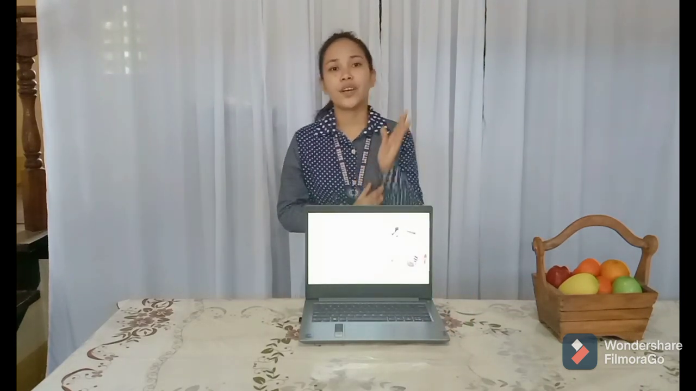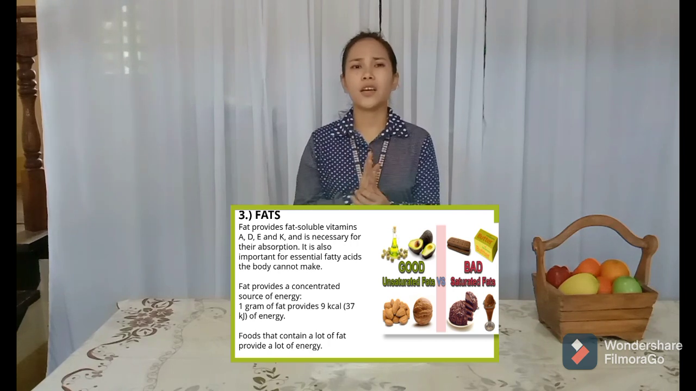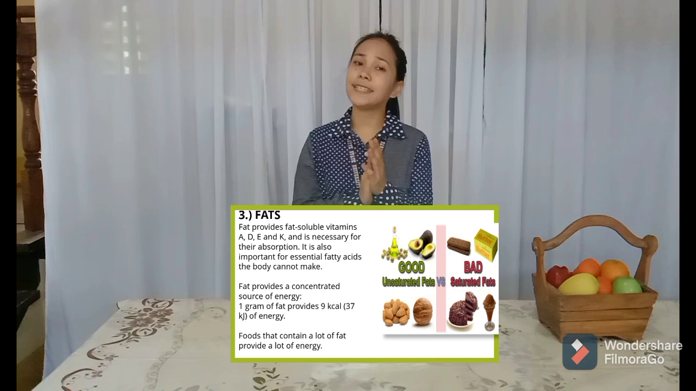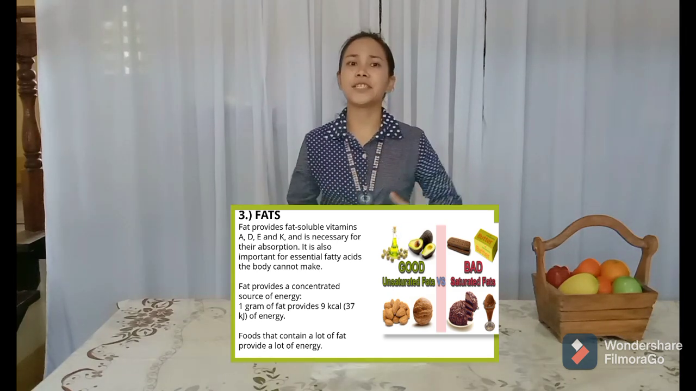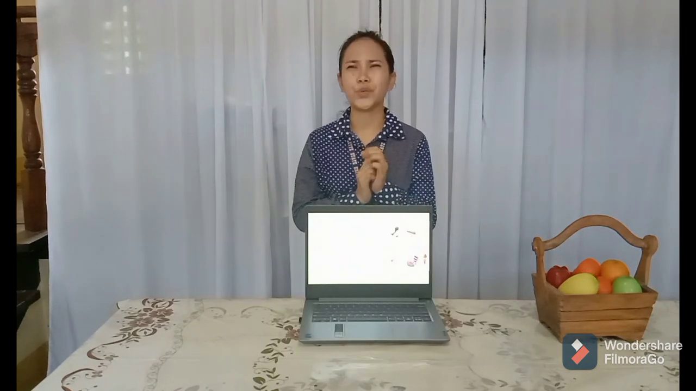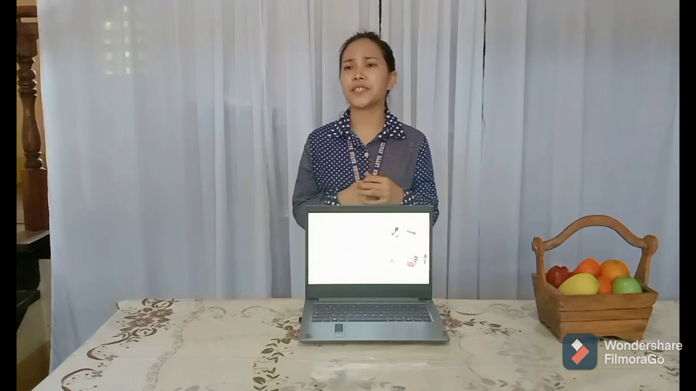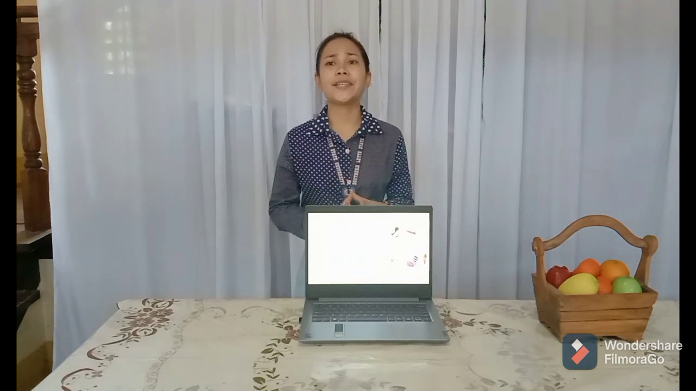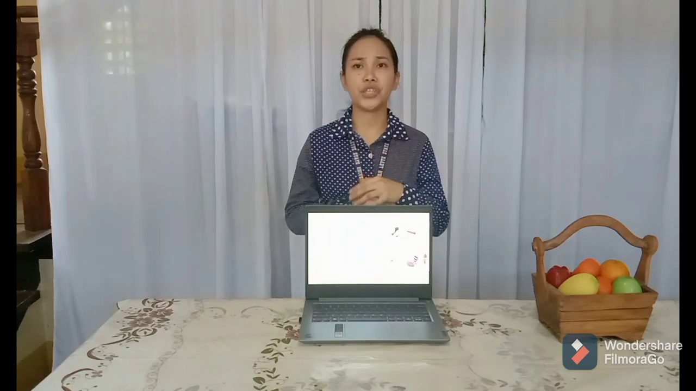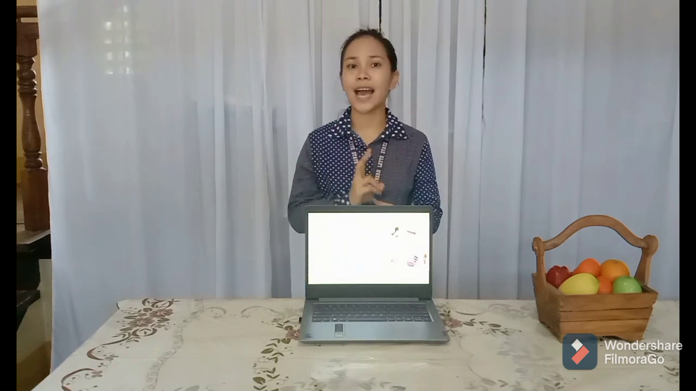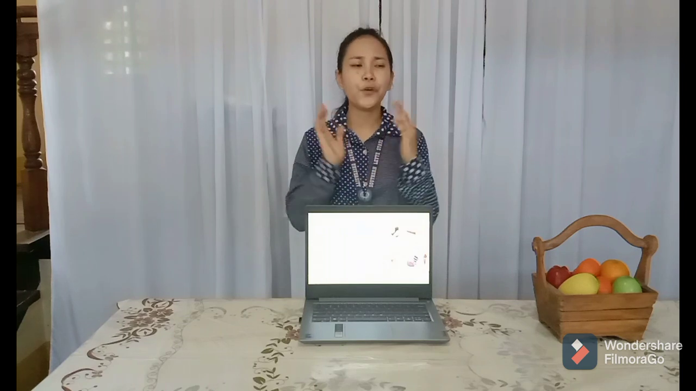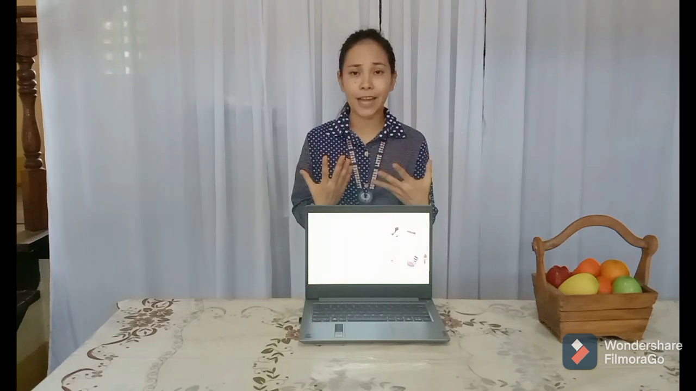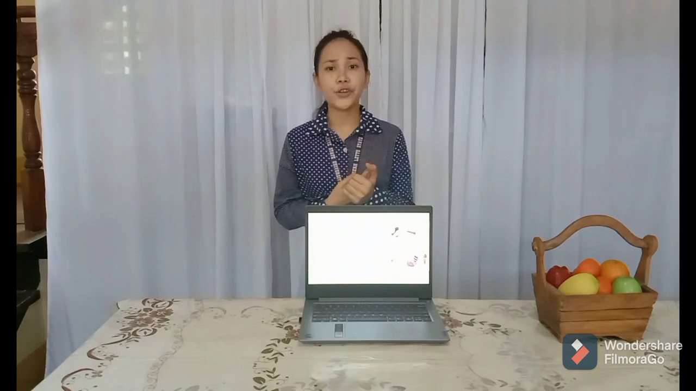The next is the fats. Fats provide fat-soluble vitamins A, D, E, and K, and are necessary for their absorption. They are also important for essential fatty acids that the body cannot make. Fat provides a concentrated source of energy. One gram of fat provides 9 kilocalories. So foods that contain a lot of fat provide a lot of energy also.